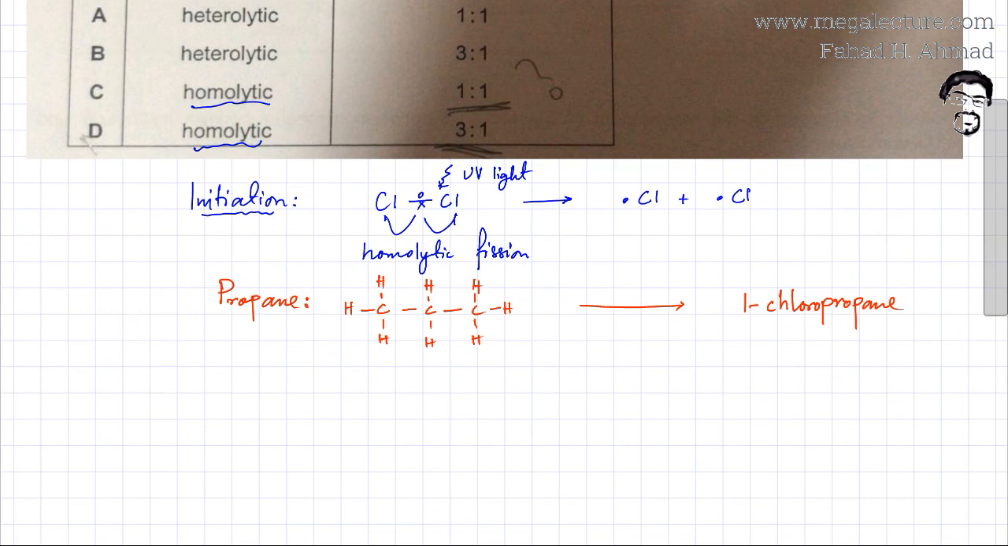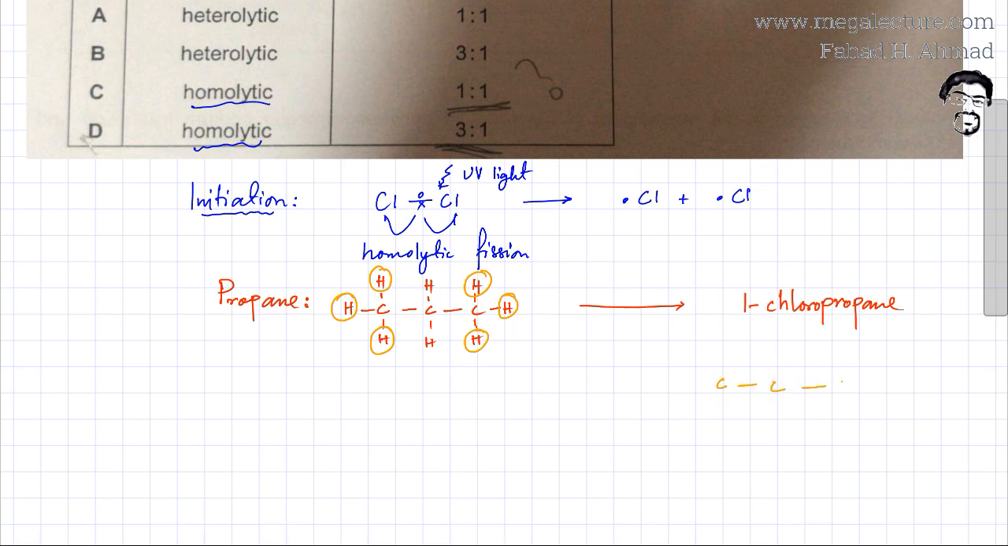1-chloropropane would be produced when one of the hydrogens is substituted by Cl. So there are plenty of hydrogens, and only one of them is going to be substituted by Cl, and that would give you 1-chloropropane. Now which hydrogen would be substituted? It's either going to be this hydrogen, and if this hydrogen gets substituted, then you get 1-chloropropane, or this one, or this one, the ones on the sides, because 1-chloropropane looks something like this.